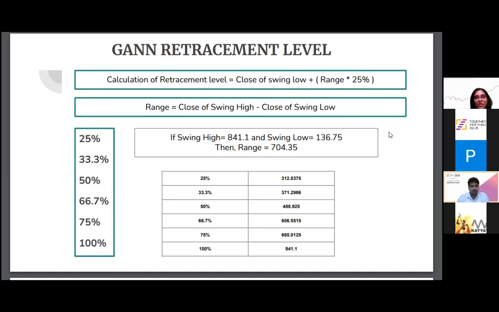Moving on to Gann retracement level, this is another formula which is used. Gann retracement levels are used to find the points where there can be a possible trend reversal. Now, to calculate the retracement levels, we add the closer swing low to 25% of range. Now we know that range is equal to high minus low. As per Gann, important level percentages are 25, 33.3, 50, 66.7, 75, and 100.